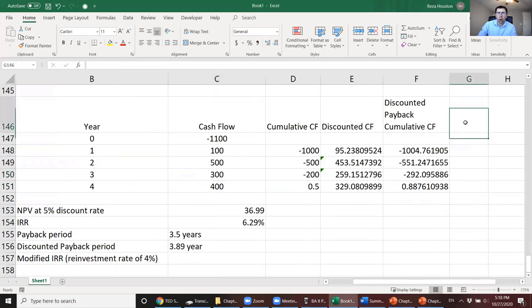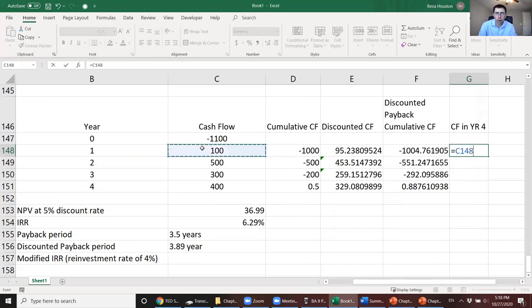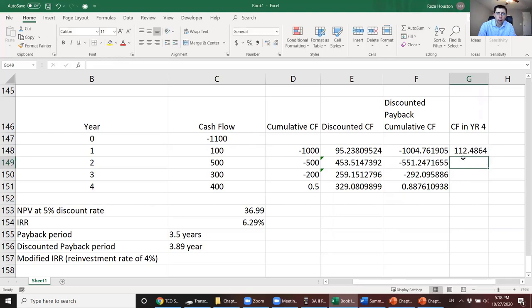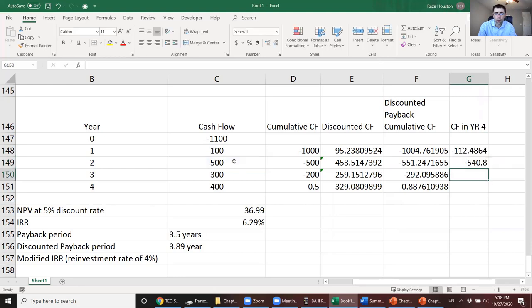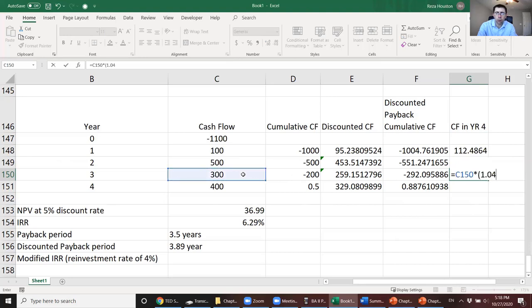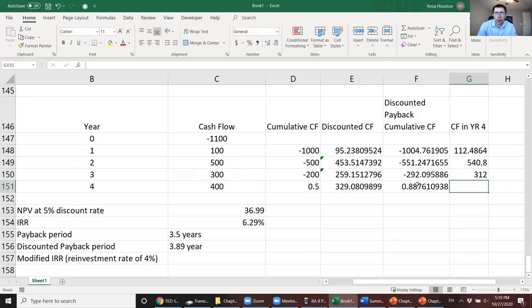So let's just create another column. So first one, we're receiving this $100 cash flow and we are investing it for another 3 years at 4%. So let's take one plus our reinvestment rate to the power of 3. And this cash flow, we're reinvesting it at the same 4% rate for 2 years. This cash flow, we are receiving it and then reinvesting it at 1.04. I don't even have to put this, but I will. And then finally, we have $400.